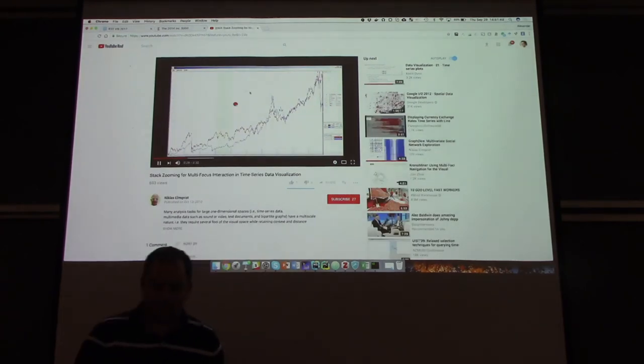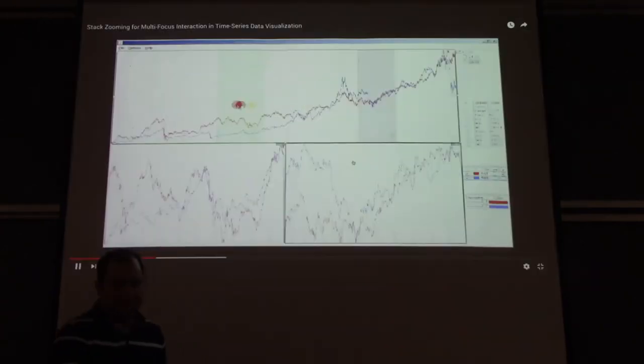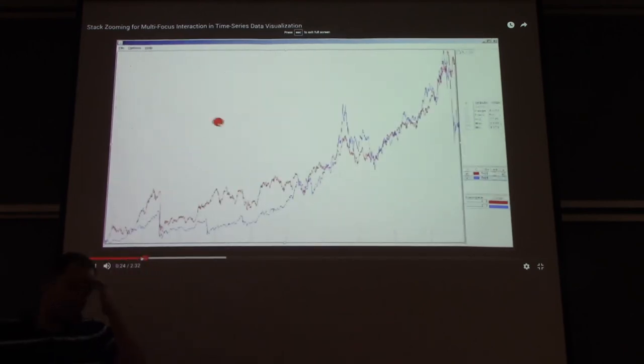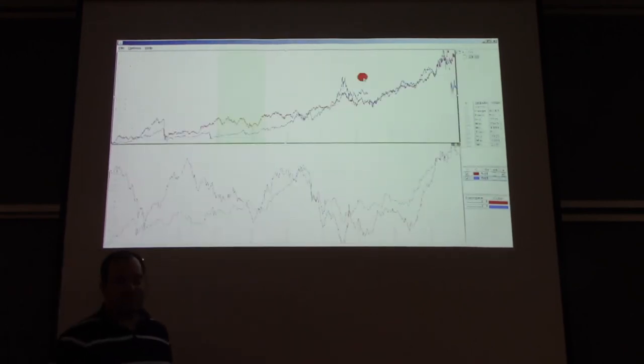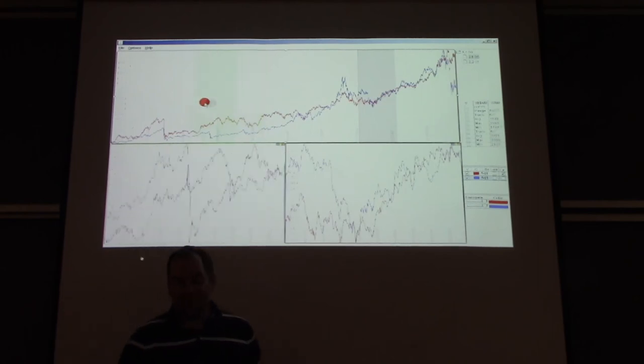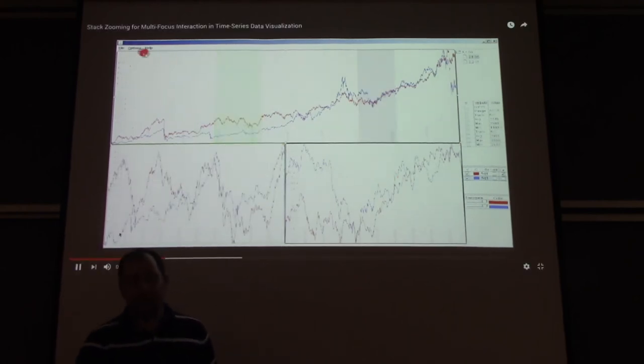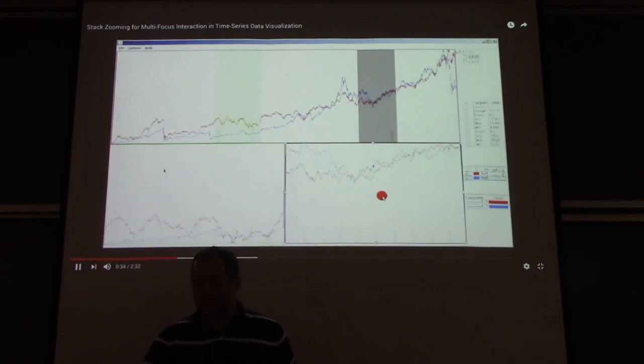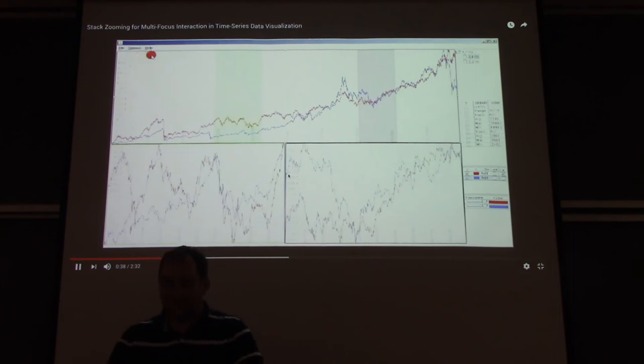Oh well, I think I can essentially speak for him. So you have here a stock data set, and then the user selects a subset of this data set, and then these subsets are shown in the view below it, right? Now the green one shows this segment here, the black one shows this segment here. And we can see more details about those segments.